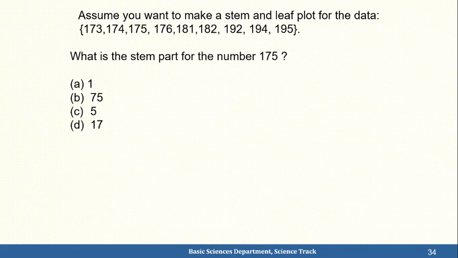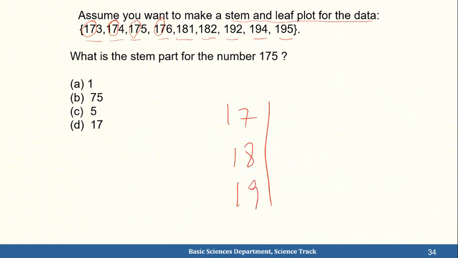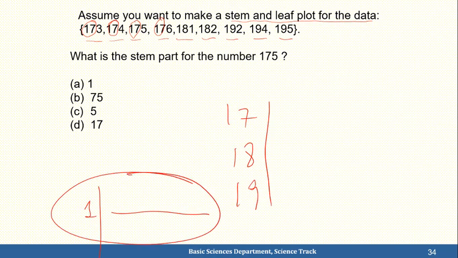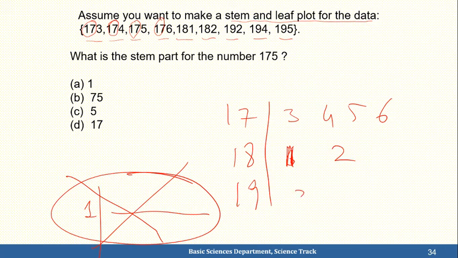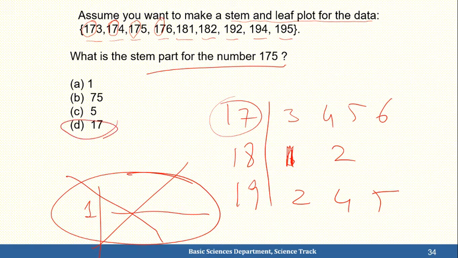Now, assume you want to make a stem and leaf plot for the following data: 173, 174, 175, 176, and 181, 182, 192, 194, 195. What is the stem part for the number 175? The stem part depends on the data, but when we look at the data, clearly we have to make the stem for 17, 18 and 19. Otherwise, if you make it for 1, all of them will be there. So we don't do it for 1, we do it for 17 with leaves 3, 4, 5 and 6, then 18 with 1 and 2, and 19 with 2, 4, 5. So the stem part for 175 is 17.